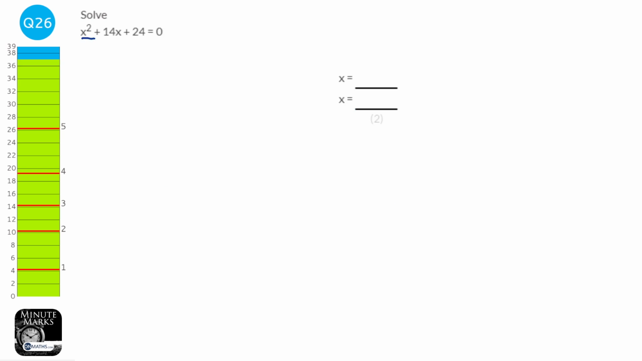So we've got to get the left-hand side factorised. So we put down 2 sets of brackets. And we're looking for 2 numbers that multiply together to make that 24, and add together to make the 14. And we're going to have an x at the start of each of those brackets. So 24 would be 12 and 2 would add together to make 14. So plus 12 plus 2.